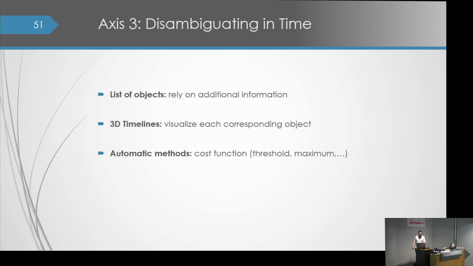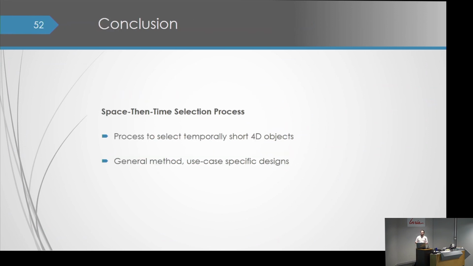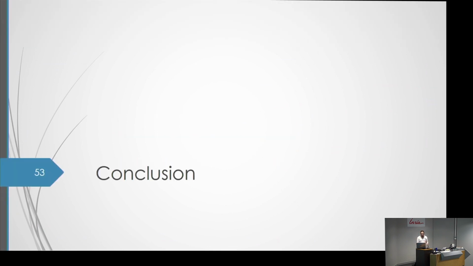So to conclude, we proposed a space and time selection process that focused on the selection of temporally short 4D objects. We propose here quite general methods that could be adapted depending on the use case and the 3D temporal data sets.